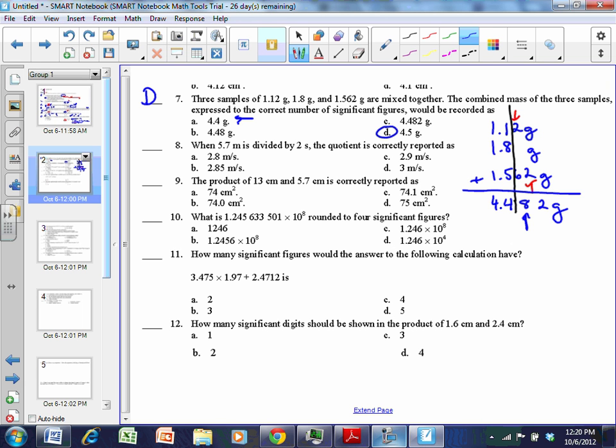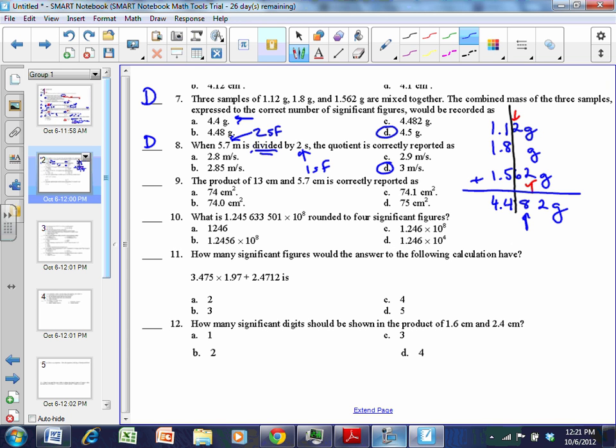Okay, when 5.7 meters is divided by 2 seconds, the quotient is correctly reported as, okay, multiplication, division. Here's division. So we count sig figs in each and report our answer to the one that has the fewest. 5.7 meters is 2 sig figs. That's 1 sig fig. Our answer better have 1 sig fig. That's D, 3 meters per second.